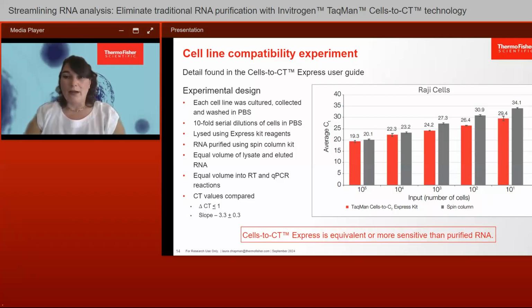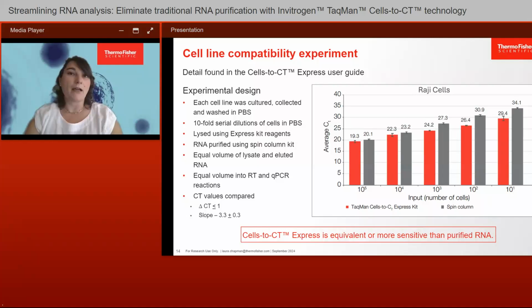And so as you can see here on the graph on the right of the screen, we see equivalent or better performance with the Cells-to-Ct Express kit as compared to the purified RNAs via spin column. We get lower CTs with all of the cell inputs. And then as we decrease the cell input, so when you get down to like 10 to the 3rd or 10 to the 2nd or even 10 cells, you see a greater difference between the Cells-to-Ct Express versus the spin column. And this is because whenever you're purifying RNA, it's not 100% efficient at each step.